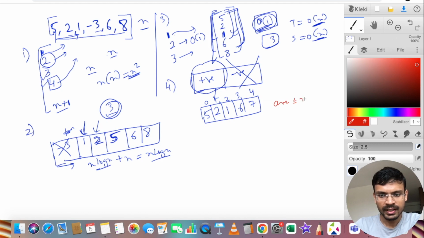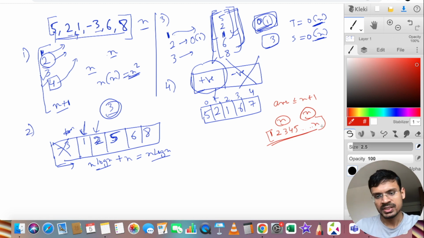One observation over here is that our answer would always be less than or equal to n plus 1, if n is the size of the array. Why is that the case? If n is the size of the array, what is the maximum positive integer we can reach? If we start from 1 and all elements are unique, 1, 2, 3, 4, 5, and so on up to n, this is the maximum positive element that we can reach in the answer.